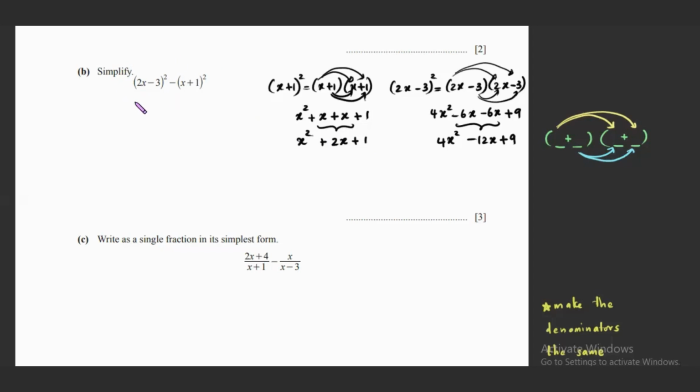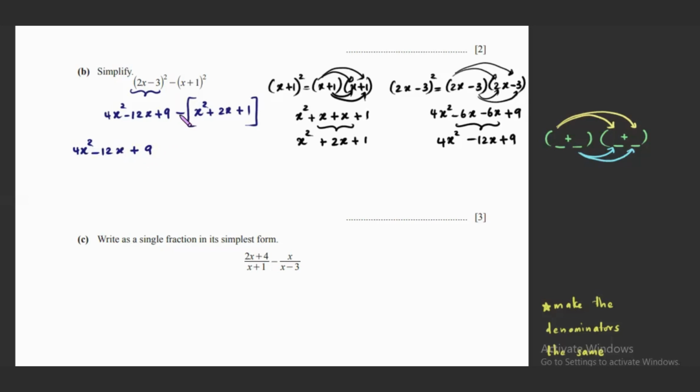Now I'm going to bring that back into this question here, and I'm going to do the substitution. So instead of this (2x minus 3) squared, I can write 4x squared minus 12x plus 9. Instead of this (x plus 1) squared, I can write x squared plus 2x plus 1. I need to subtract the entire answer that I get here from this answer that I have here. So I have 4x squared minus 12x plus 9.